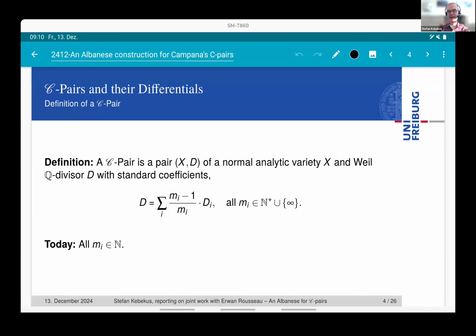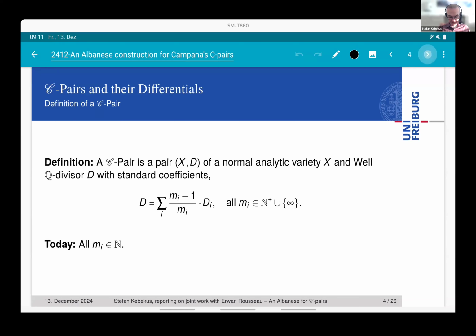And when you say Albanese in the analytic category, as soon as you have a logarithmic component in your boundary, then the definition of the Albanese is really complex. There are some new features that we haven't seen in algebraic geometry, and I would like to avoid discussing that.